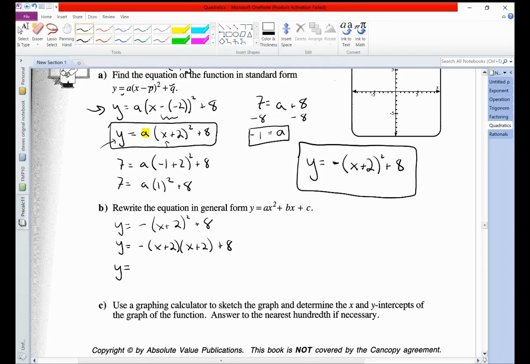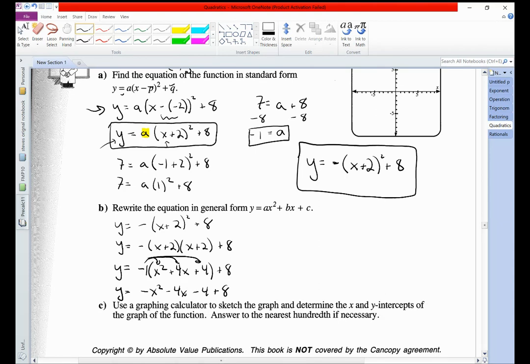So if we FOIL those two binomials, we're going to get negative x squared plus 4x plus 4, and we still have that plus 8. And then you can factor that negative 1 through. That negative 1 is going to apply to all of them. So now we have negative x squared minus 4x minus 4 plus 8.